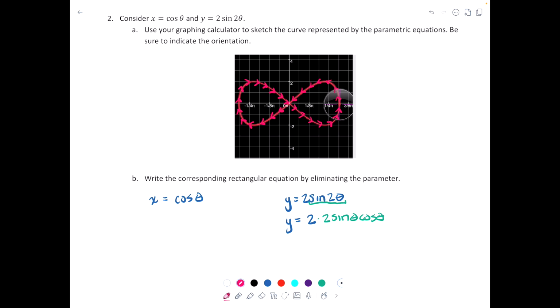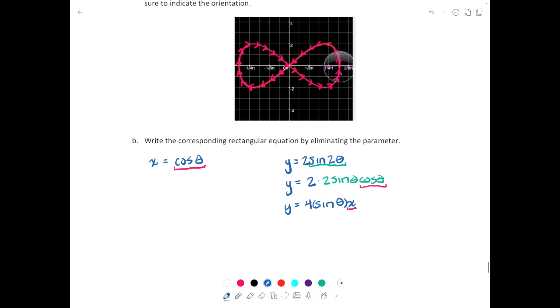And x is cosine theta, right? So I can rewrite this as y equals 4 times sine theta times x, because x is cosine theta. Groovy? This is a theta, by the way. Looks sloppy, sorry. And I'll put some parentheses around it.